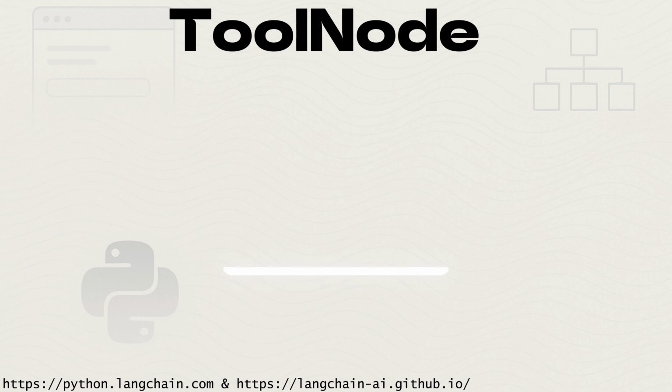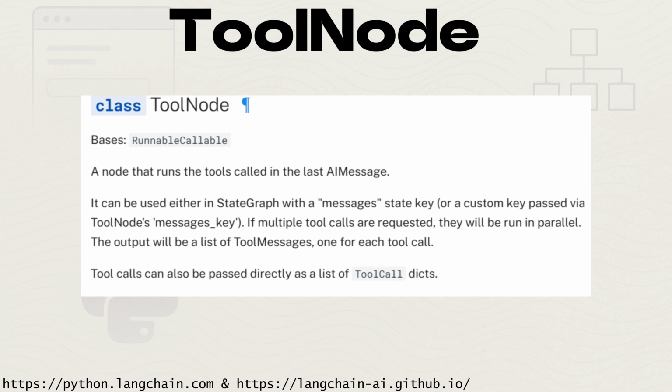Another useful functionality which is pre-built in LangGraph is ToolNode. The ToolNode is a pre-built functionality within LangGraph that allows running the tools called in the last AI message. This is the formal definition of the ToolNode from the LangChain documentation.